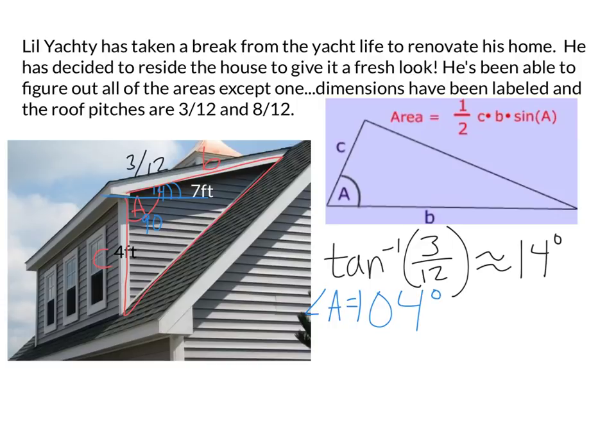So now I've got everything that I need to plug it into this formula. Okay, so I'm going to have my area is equal to 1/2 times my two sides, so times 4 times 7 times the sine of the angle, which is 104.